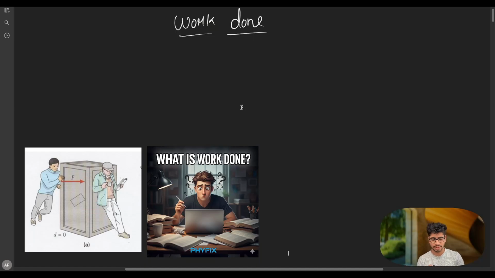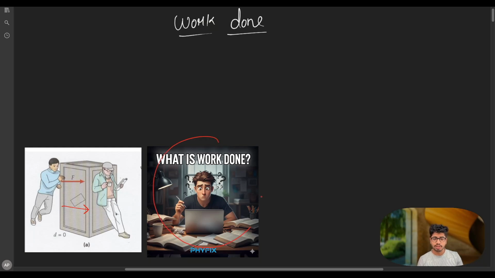Okay, so let's start with that. The question is, what is work done? When are you going to say that you have done some work? In the first case, let's suppose you are pushing something, and the block is not displacing. Suppose you push the wall the whole day and it doesn't move. Have you done any kind of work?